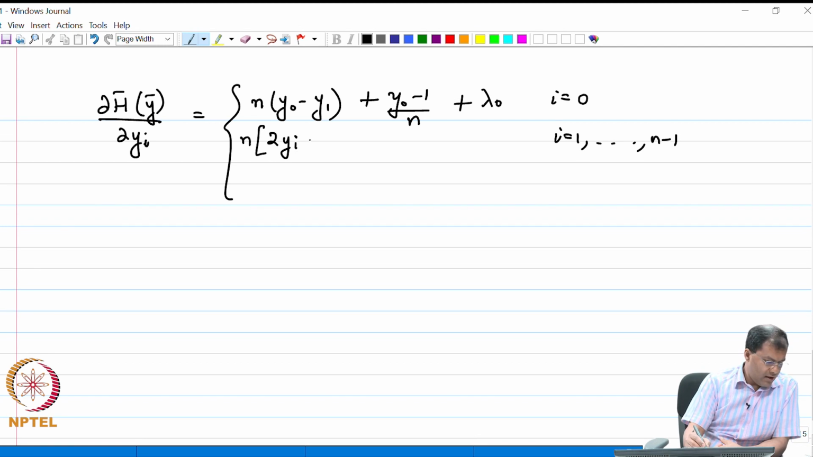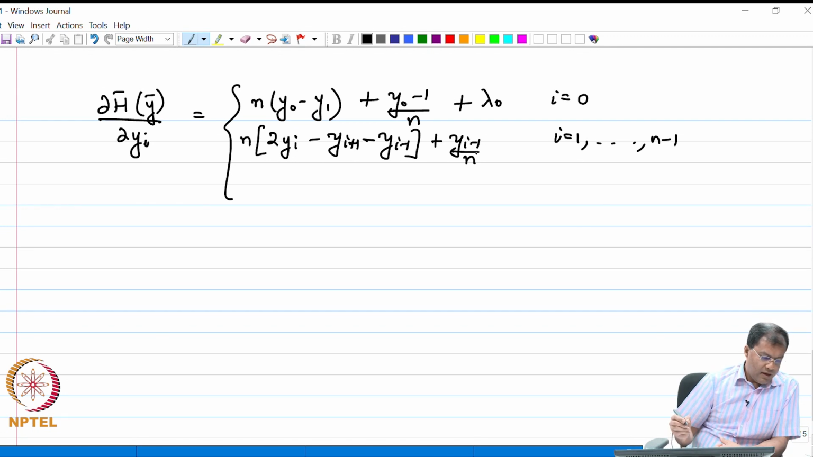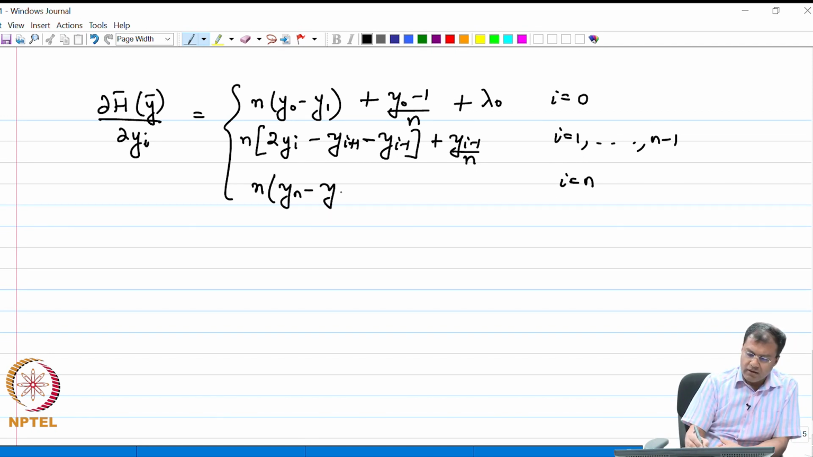n times 2 y i minus y i plus 1 minus y i minus 1 plus y i minus 1 by n. And finally, when i is equal to n, the other boundary point, we see that the expression reduces to n times y n minus y n plus 1. Well, there is no n plus 1 involved. So, n minus 1 plus lambda n.